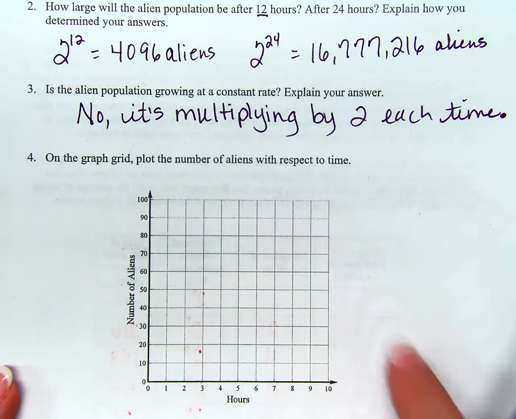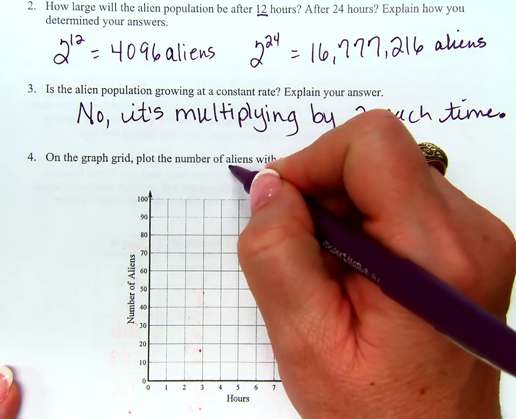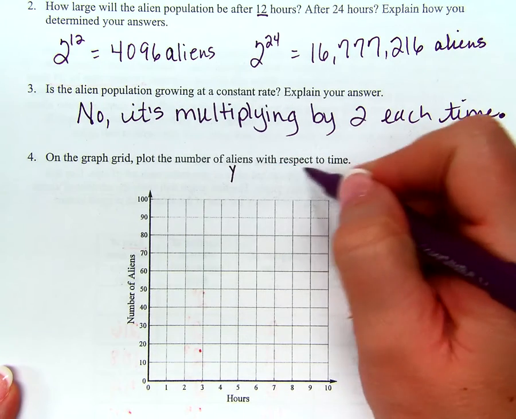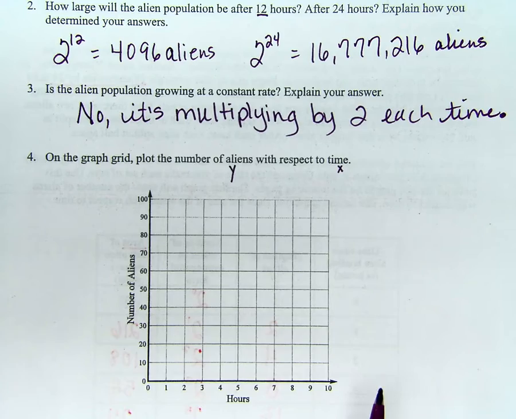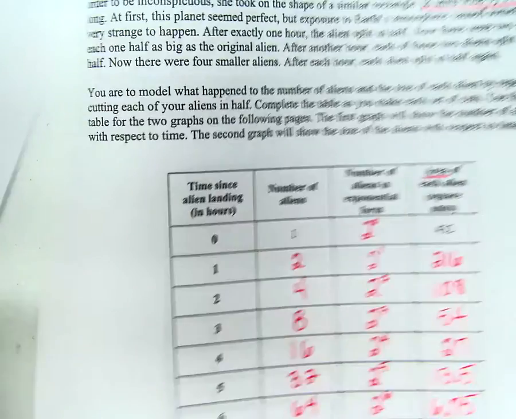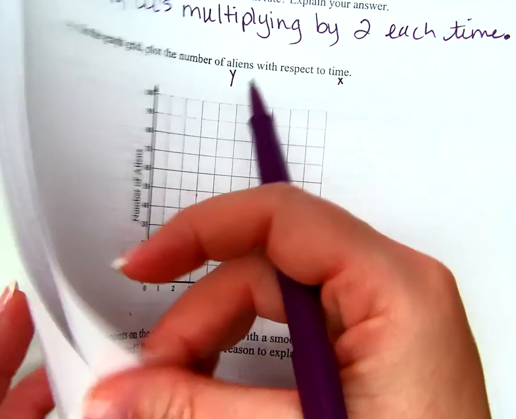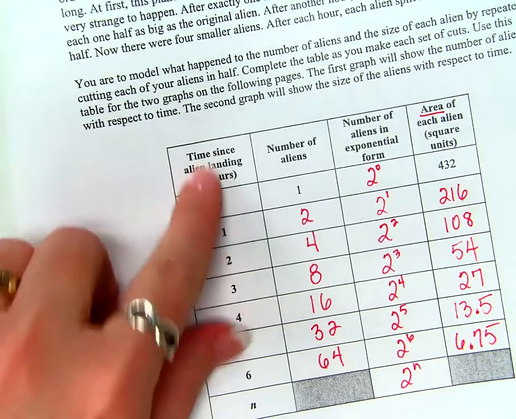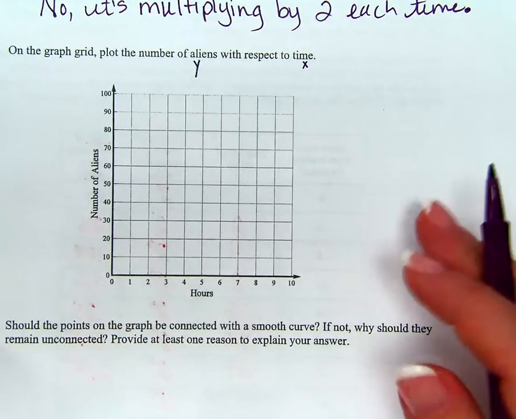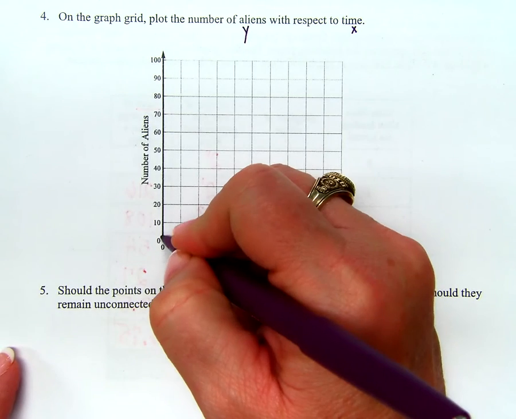All right, on the graph grid, plot the number of aliens with respect to time. Remember, when it tells us words, it's telling us y with respect to x. So let's make sure that's what it means. Y in our table is number of aliens. Is that on the y-axis right here? In our table, the x value was time. Is that what's on the x-axis right here? Yes, okay. So after 0 hours, there was 1 alien.